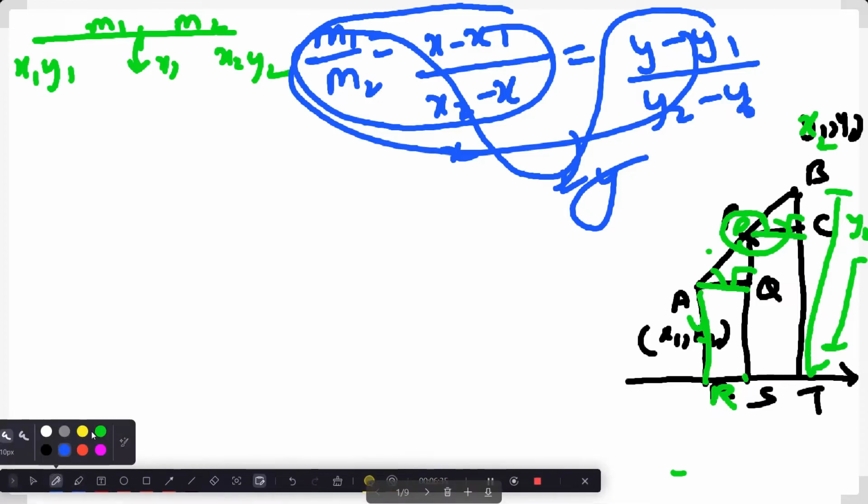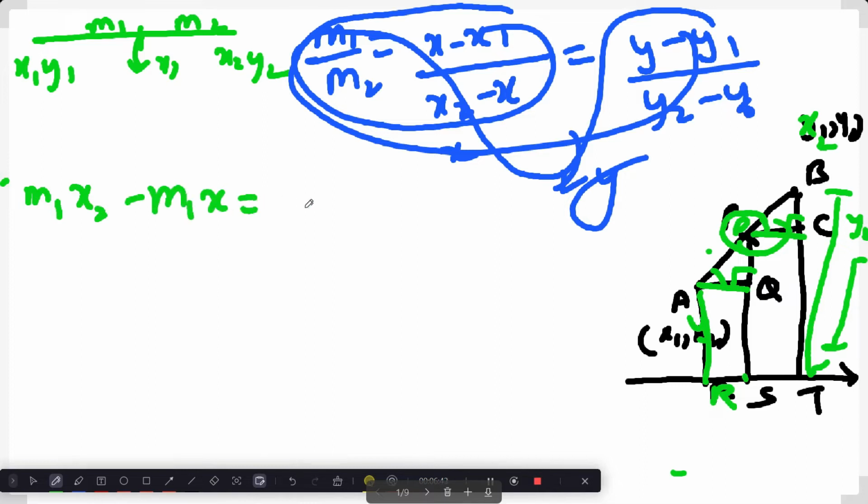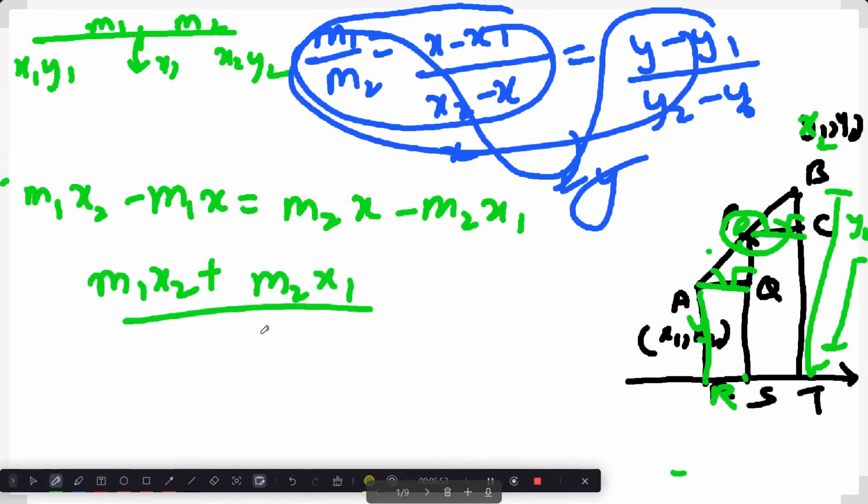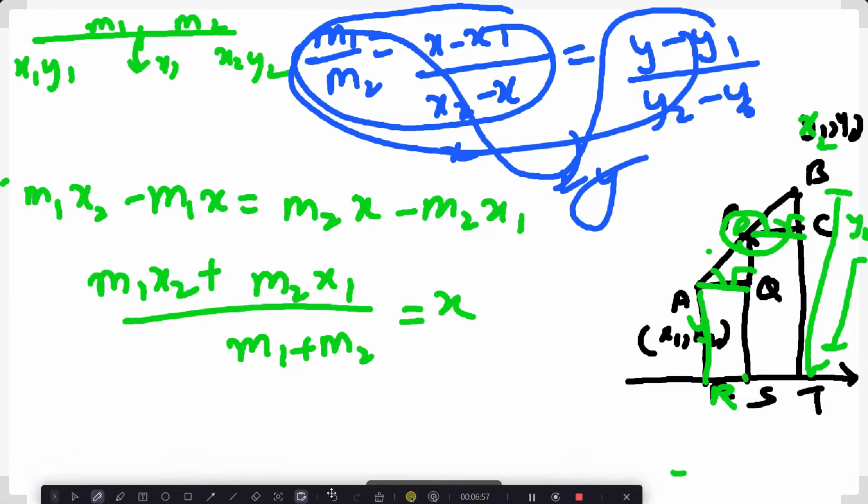Let's do it. Okay, so we will multiply both the sides. So I'm doing slowly. M1 x2 minus M1 x, M2 x minus M2 x1. अभी सारे x को एक तरफ ले जाओ, बाकी दोनों को एक. तो M1 x2 plus M2 x1 by M1 plus M2. That is what is x.